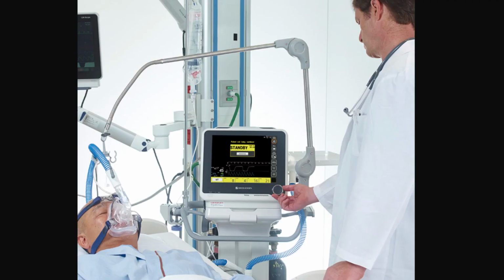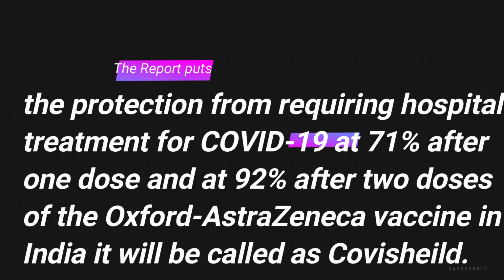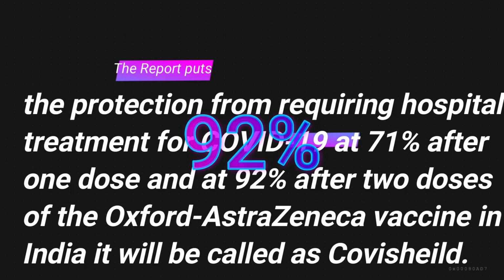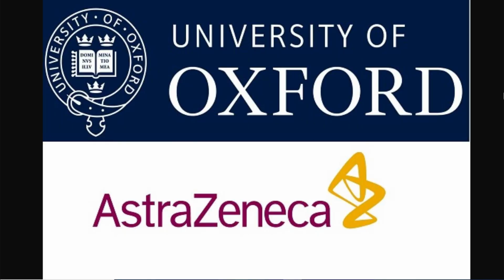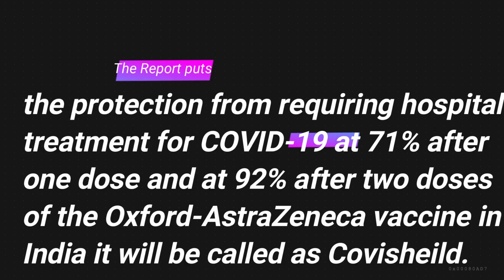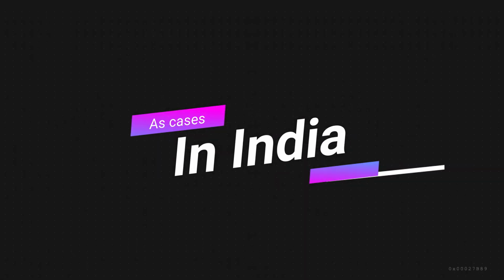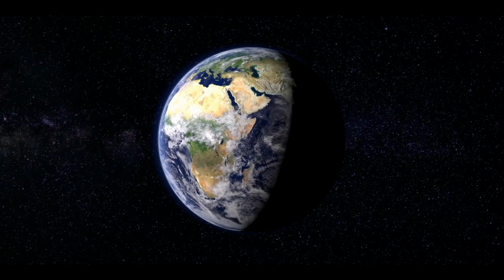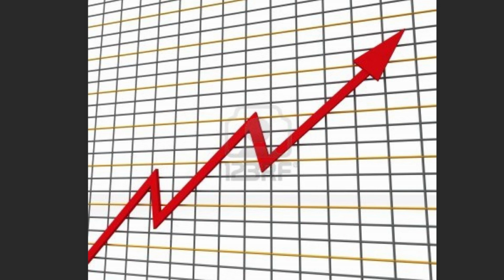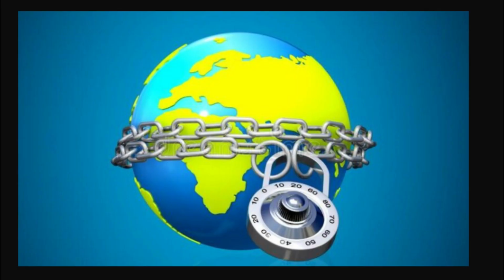Covishield. The report puts the protection from requiring hospital treatment for COVID-19 at 71% after one dose and 92% after 2 doses of the Oxford AstraZeneca vaccine. In India, it is called Covishield. As cases in India and the whole world are increasing day by day, we are facing lockdown, shutdown, etc. We all need to remain safe.